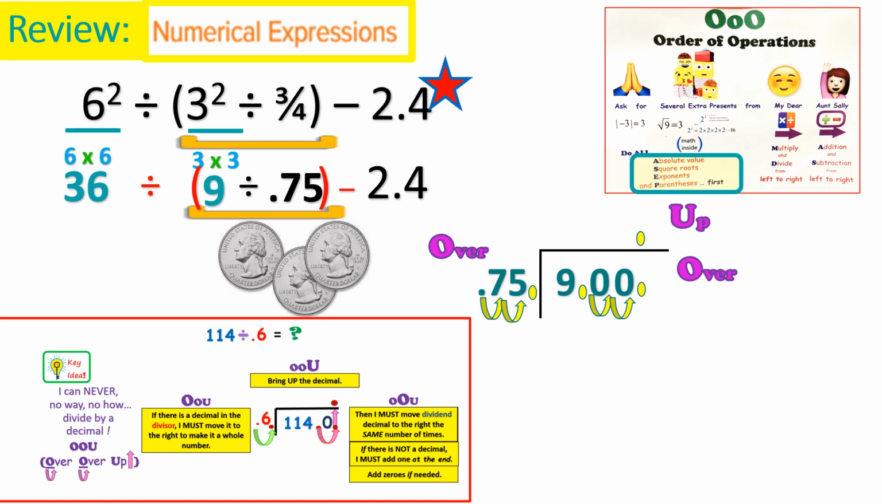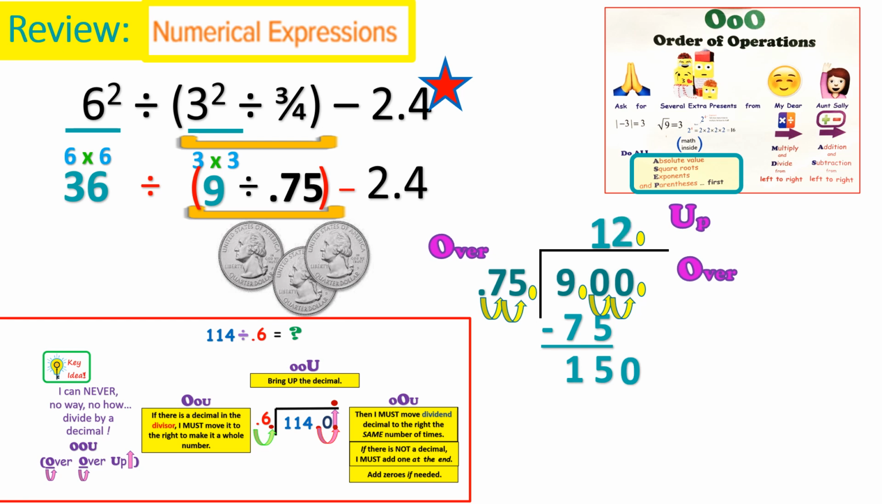No. Will 75 go into 90? Yes. How many times? Once, because 1 times 75 is 75. When I subtract, I get 15. I bring down my 0. 75 goes into 150. There's 75 cents.